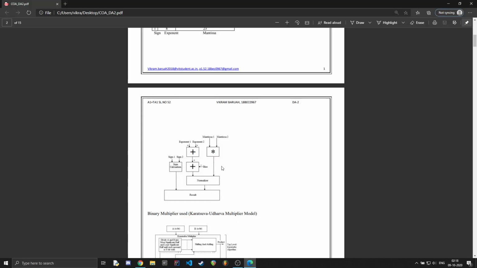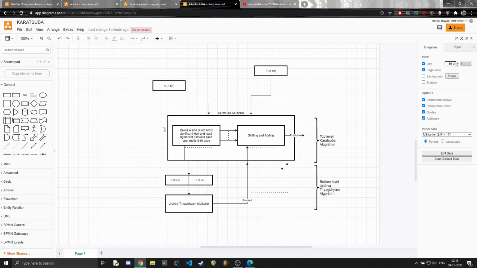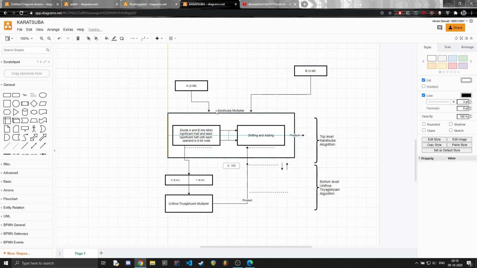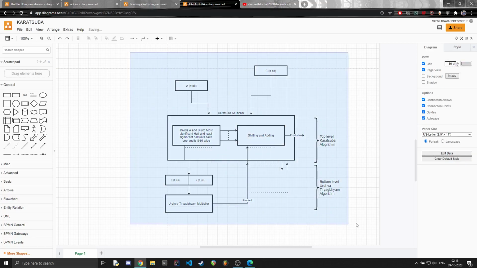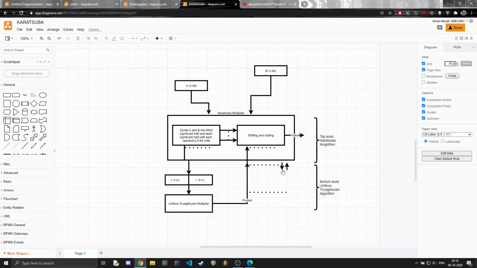Then the binary multiplier used is the Karatsuba multiplier model, which also I have simulated in draw.io, which is shown here. Again, I can move around the blocks like this. I can select the entire thing and I can increase the thickness like this.